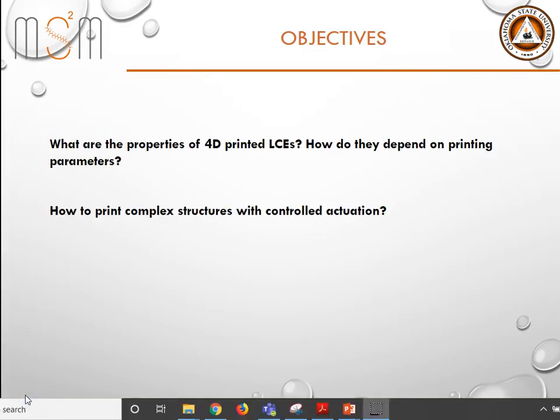The objective of our study is to find various properties of 4D printed LCEs. We also want to find out how these properties depend on printing parameters. Another objective of this study is to print complex structures with controlled actuation.